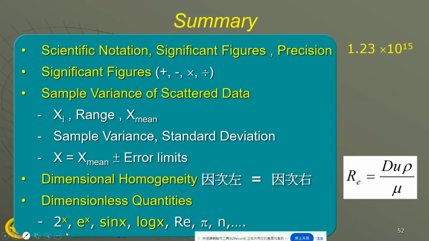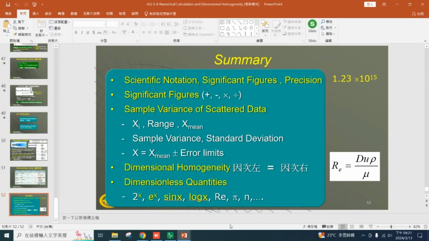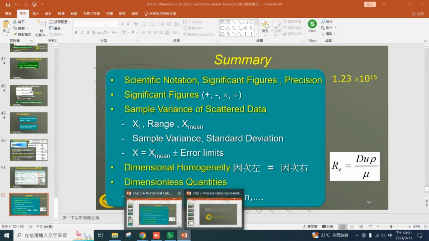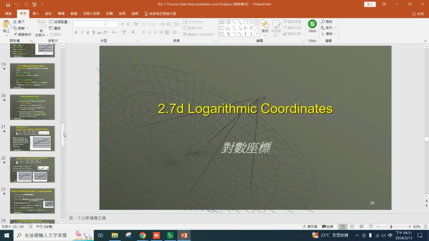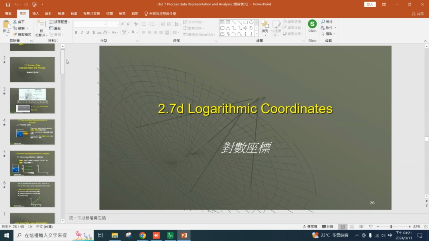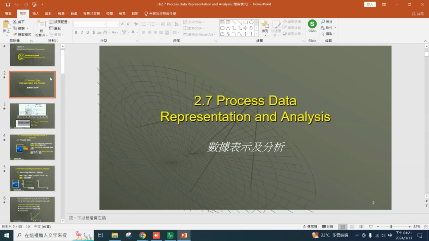Okay? So here we give you some examples of the dimensional quantities. I hope you all know this, and I want you to remember this well. Okay? So this is what we learned last week, and what we learned on Friday and Monday. And then after that, we move to another material, which is the process data and how to represent the process data and how to do the analysis of the data.